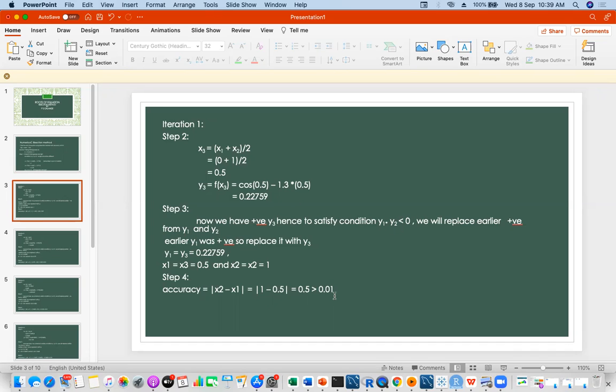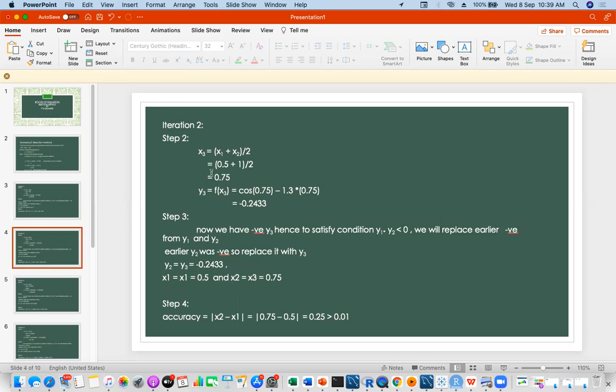So in this step, we have not achieved our accuracy. So we will go for the next iteration. This is iteration 1. In the next iteration, we will repeat step 2, step 3, step 4. So we will be doing the same.